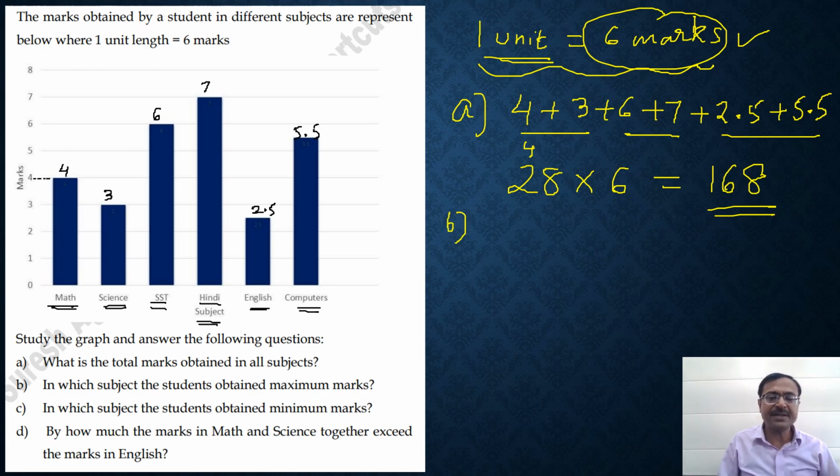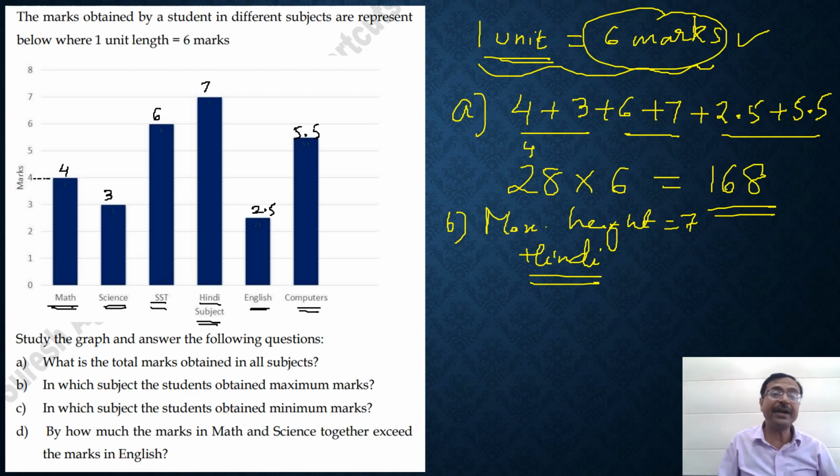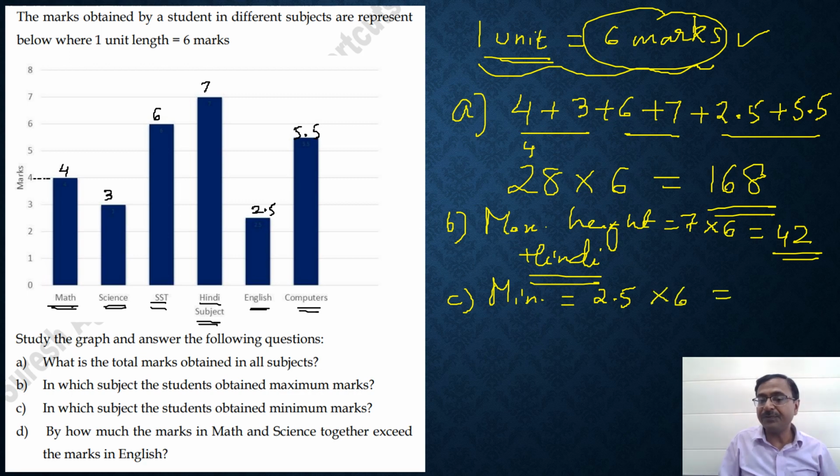Second, in which subject the student obtained maximum marks? So you just have to see the maximum height. The maximum height is 7, and that 7 is for Hindi. So in Hindi subject, he scored the maximum marks. And if you have to find how much marks he scored in Hindi, then you just multiply the height by 6, you will get 42 as the answer. Likewise, if you have to find the minimum marks, just see which one is the minimum height. So minimum is 2.5, multiply that by 6, you will get 15 as the marks obtained. And which subject is it? It is English. You can see from the figure.